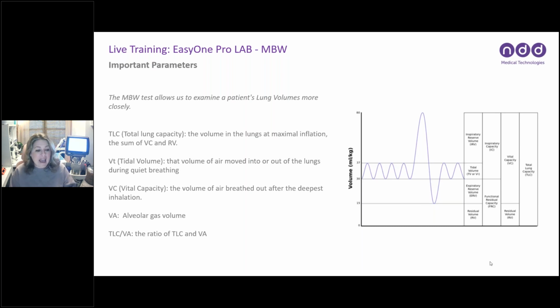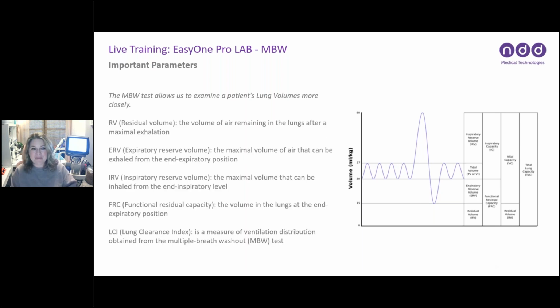The VA is the alveolar gas volume, so what is being held in the actual alveolar space. And then the ratio between the TLC and the VA, how much total air versus what is being used for gas exchange, or that alveolar gas volume.